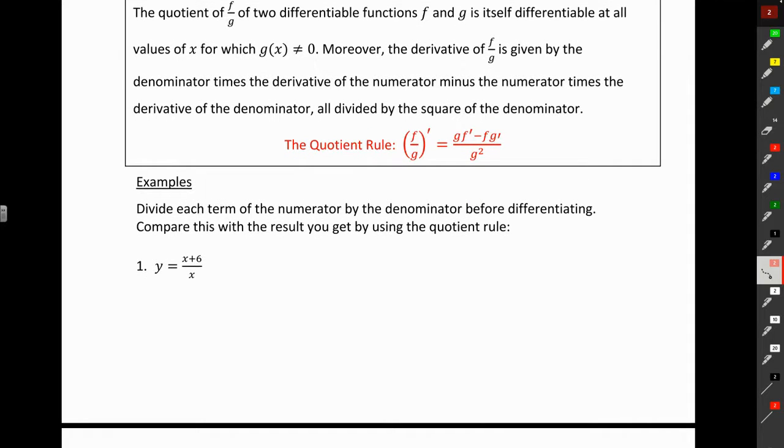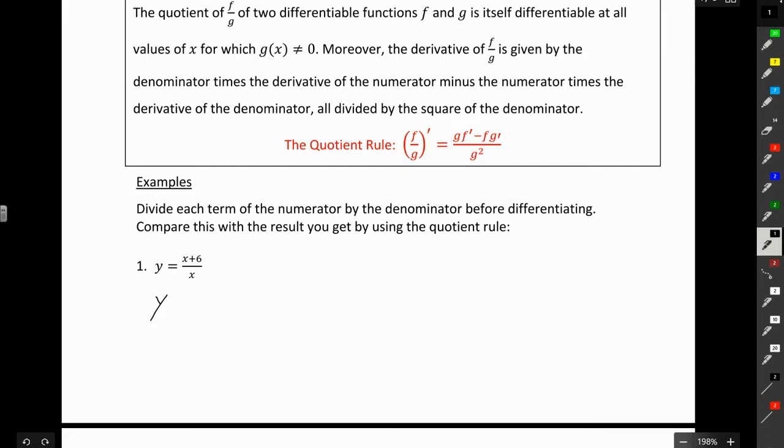So divide each term of the numerator by the denominator before differentiating, and we're going to compare this result with what we get when we use the quotient rule. So of course, there's a simple way to do this. The quotient rule is a little harder, but I want to use a very simple equation to demonstrate the quotient rule for the first time that you're seeing it. So I want to show you first, if we just simplify this and then use the power rule, that would be the easiest way to go.